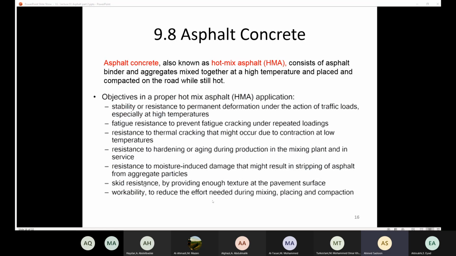Also, we should have skid resistance by providing enough texture on the pavement surface. So if you are driving a car and you press the brake, then you should have skid resistance so that your car is going to stop. Otherwise, it's going to take a lot of distance, and that may result in accidents. Also, during the mixing and placing of the asphalt, you should have good workability. Otherwise, the mixing process and the compacting process is going to be very difficult.